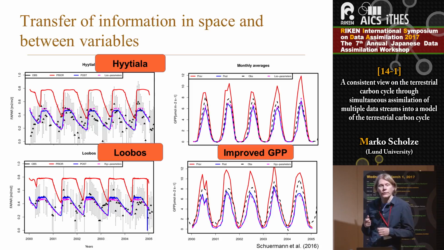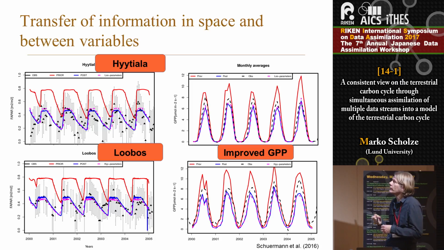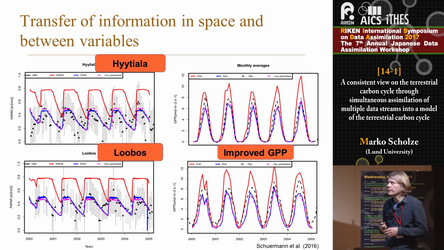So that's a transfer of information, since we have a process-based model, in space, but also we can do that between variables. So that's the variable we assimilate, and here that's the photosynthetic flux, and we also see that if we assimilate only the vegetation activity information, we learn about the photosynthesis as well.